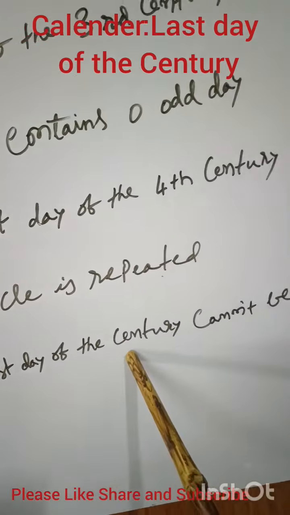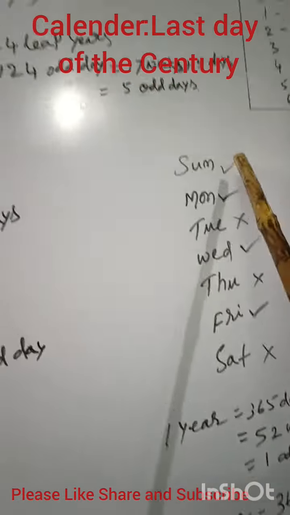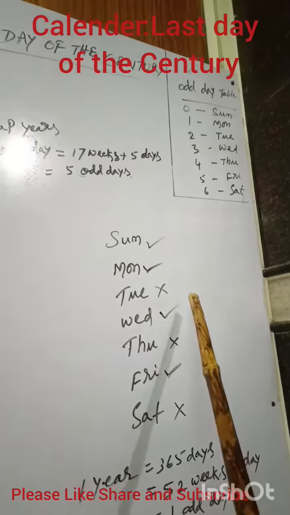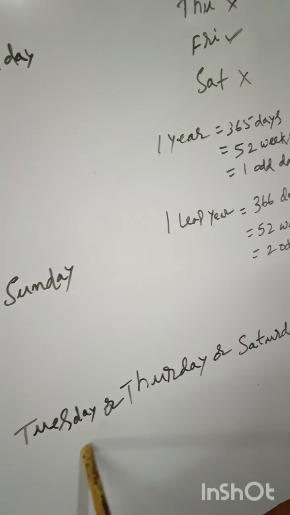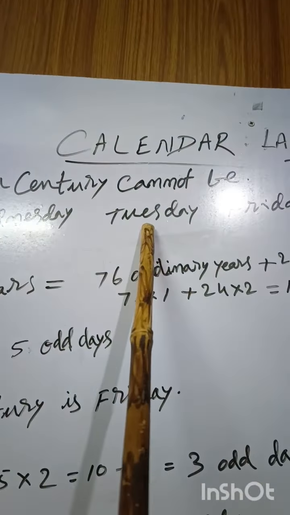So the last day of the century cannot be, as I have seen, Sunday, Monday, Wednesday and Friday repeat, but Tuesday, Thursday, Saturday do not repeat. So the last day of the century cannot be Tuesday or Thursday or Saturday. Therefore, out of these, Tuesday is not possible.